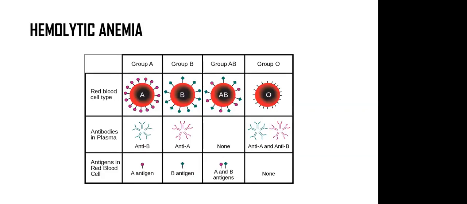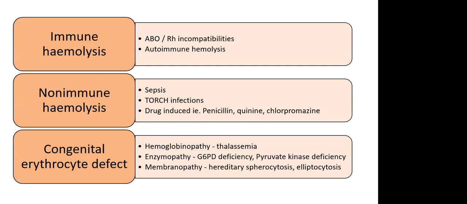Next is hemolytic anemia. Besides hemorrhage, anemia can also be due to destruction of the red blood cells, which is called hemolytic anemia. In hemolytic anemia, the causes can be divided into three: immune, non-immune, and congenital erythrocyte defect.